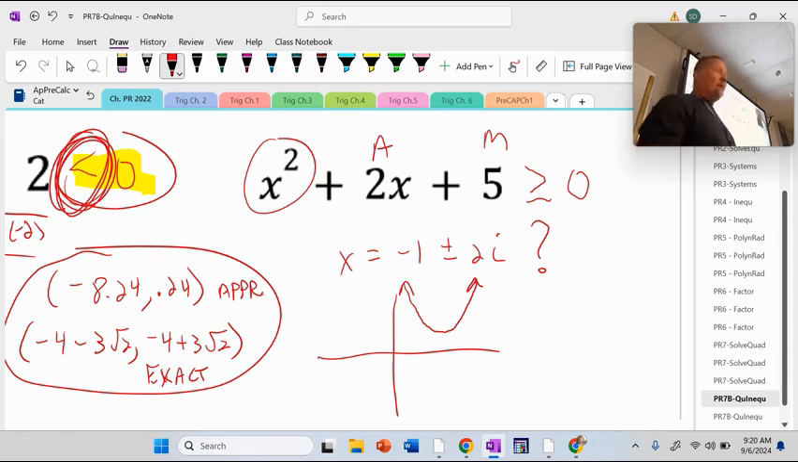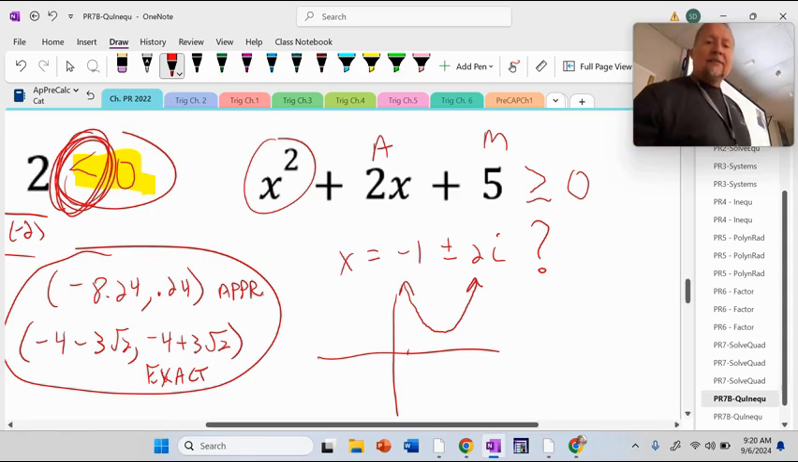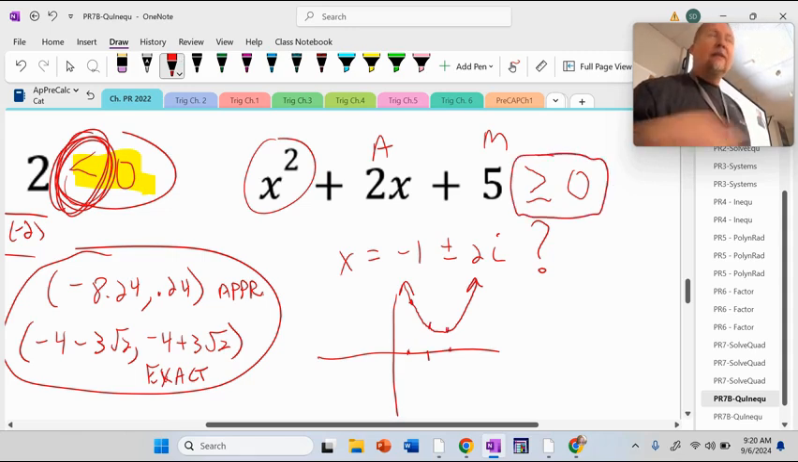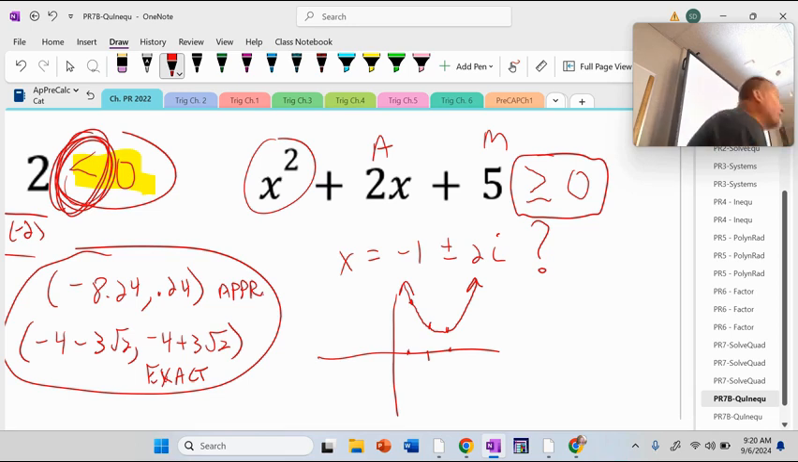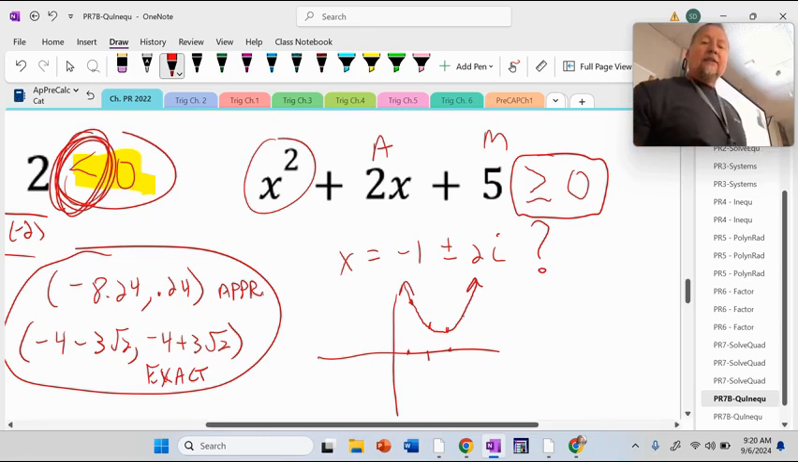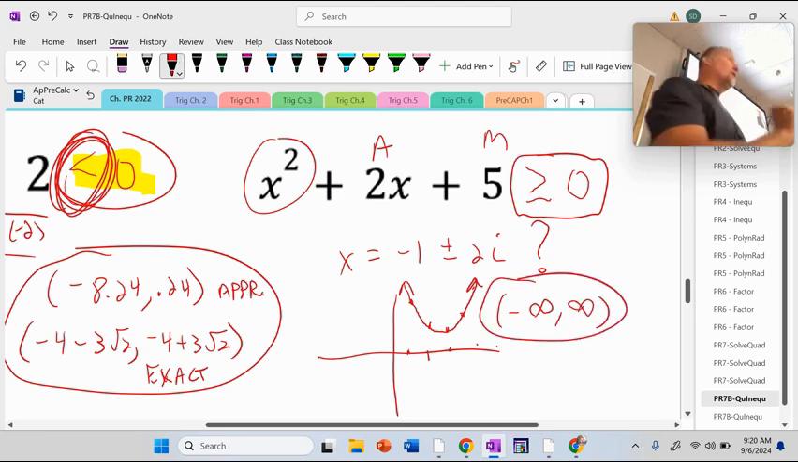So now I ask you, which inputs create outputs that are greater than 0? The answer is all of them. Every single x value creates a positive output value forever and ever. So the answer to this is all real numbers, but in interval notation, that's -infinity to infinity.